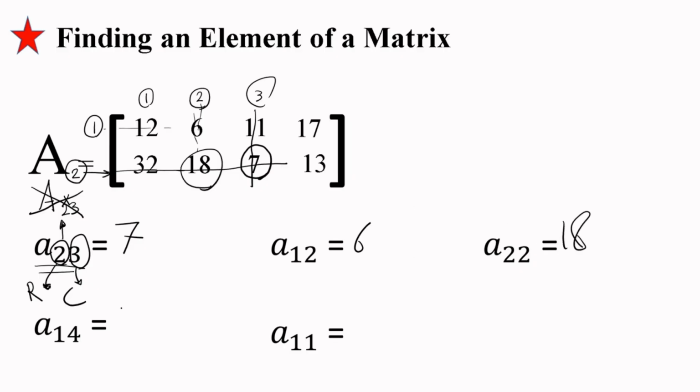And A14 means the element which is placed in the first row and fourth column. It's going to be here. It's going to be 17. And 1, 1, it's going to be here, which is 12.